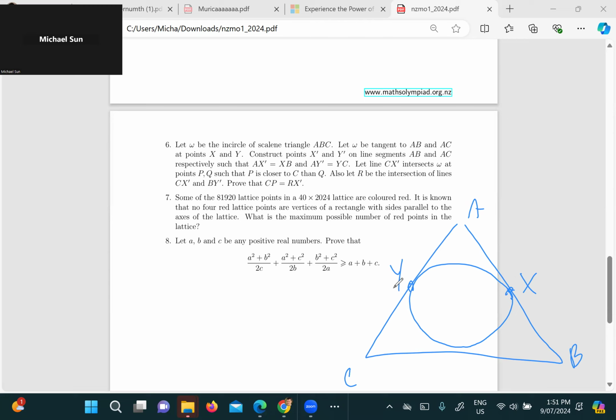Construct X prime, Y prime on line segments AB and AC such that AX prime equals XB. Oh, okay. So maybe it's like that is equal to that. Did you do a diagram? Which side is it on? The excircle touch point. And which one's longer? Oh yeah, it's the excircle touch point.